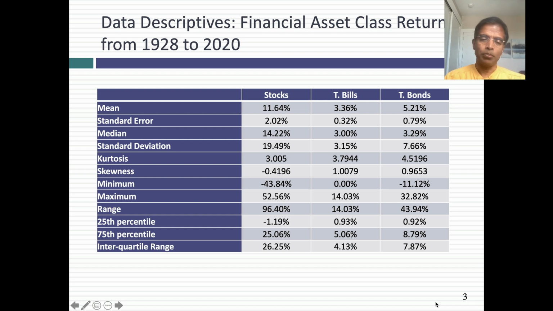T-bonds, 5.21%. Now, if I just stopped there and said, which of these asset classes would you like to invest in? Based purely on average returns, this seems like a no-brainer, right? Stocks earn higher returns than T-bonds, which earn higher returns than T-bills. But here's the catch. Stocks are riskier.